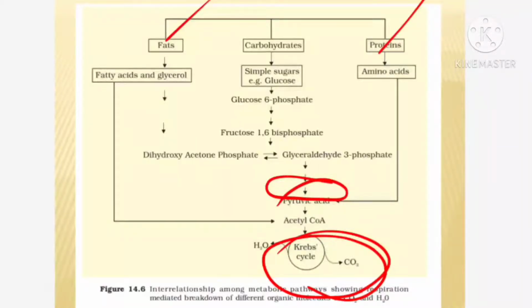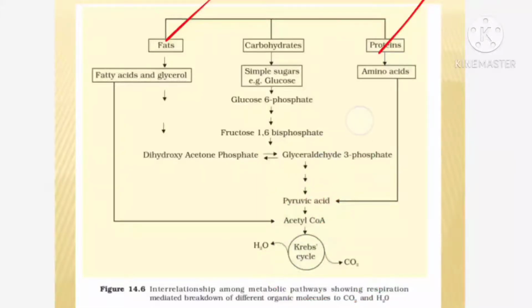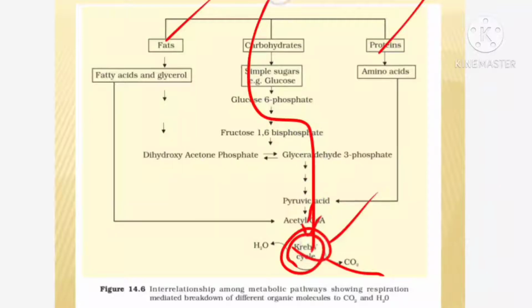Now this pyruvic acid undergoes oxidative decarboxylation and forms acetyl coenzyme A. This acetyl coenzyme A enters the Krebs cycle, isn't it? With the addition of oxaloacetic acid, they form citric acid and the Krebs cycle takes place. In this, carbon dioxide is released, energy is also released, and water is also formed. So, this is the respiratory pathway for glucose.